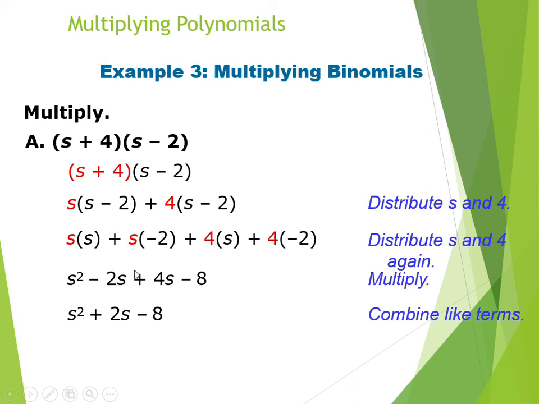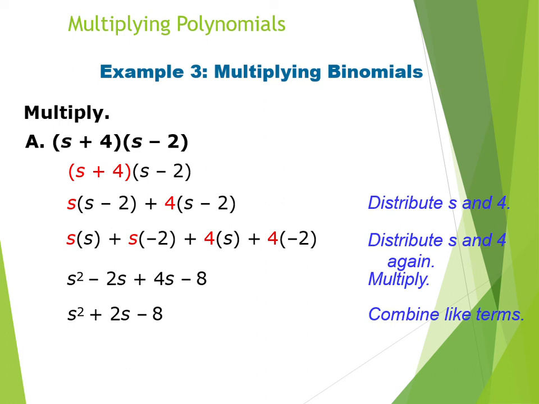And what is the sign of the bigger number? Is it 2 or 4? Which is the bigger number? Yes, it is 4. And what is the sign of the bigger number, which is 4? That is positive. That's why we have positive here. And then copy only negative 8. And the result will be s squared plus 2s minus 8 for this example, letter A. I hope you really understand that concept.